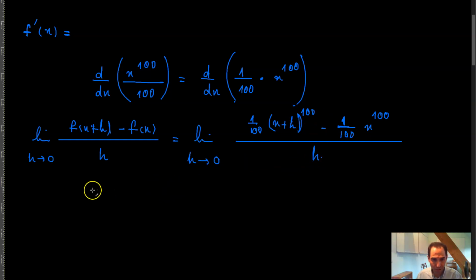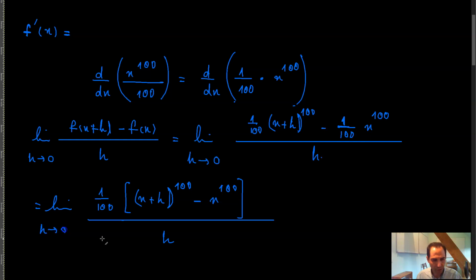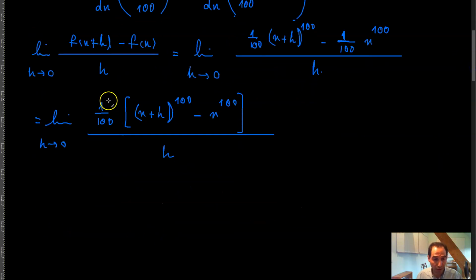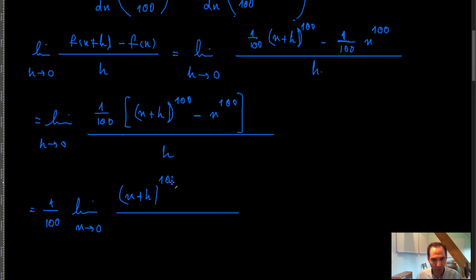Now you can see that I can write this as the limit of 1 divided by 100 times x plus h raised to the power 100 minus x raised to the power 100, divided by h as h tends to 0. And of course in the limit I can take this constant out, meaning that I can write this as 1 divided by 100 times the limit as h tends to 0 of x plus h raised to the power 100 minus x raised to the power 100 divided by h.